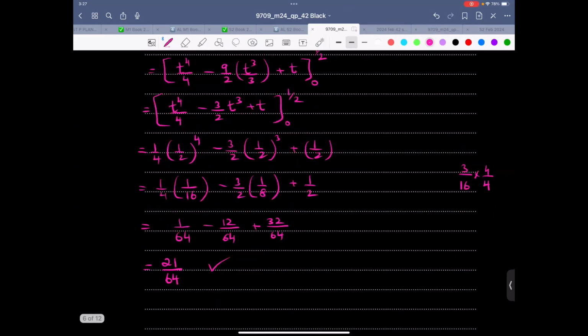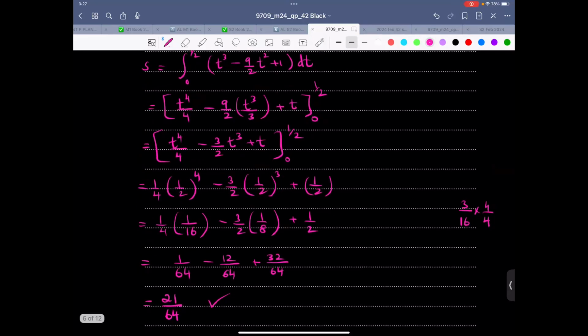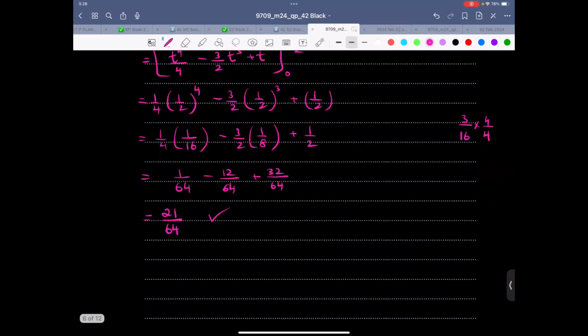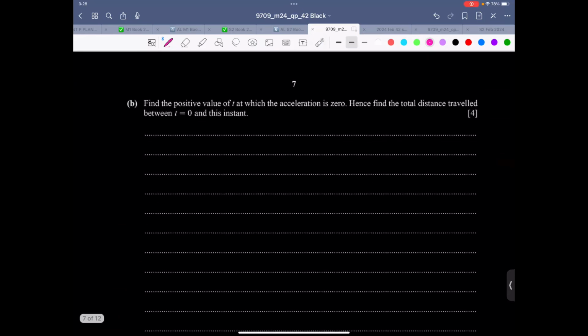In these calculations, they're pretty simple. But when we plug in the limits, there are too many numbers all around the place. So just take care of that. Now it says, find the positive value of t at which acceleration is 0.